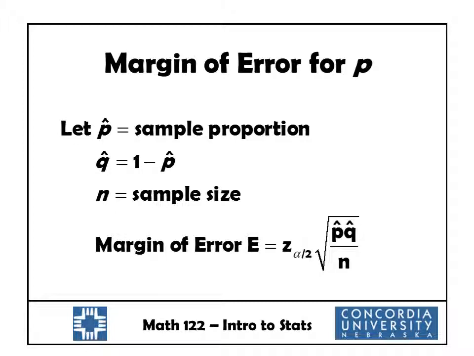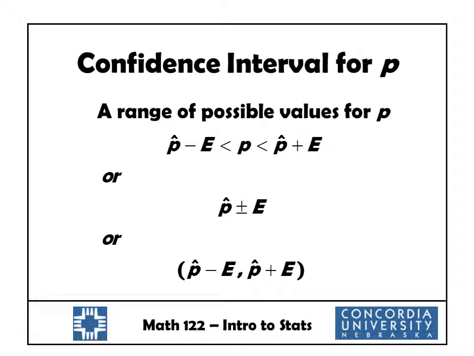And so we talked about a margin of error for a population proportion, and here was our formula. P hat was our sample proportion, Q hat is 1 minus P hat, N was the sample size, and then Z sub alpha divided by 2 was the critical Z-score, which came from table A2. So this gives us our margin of error, and then based off that margin of error we calculate a confidence interval which took on one of these 3 different forms.